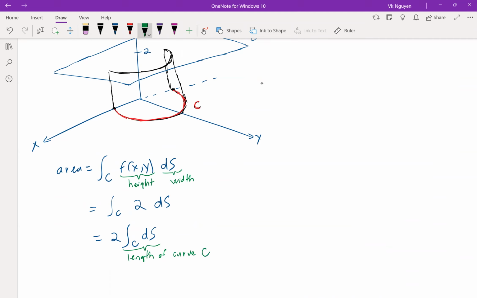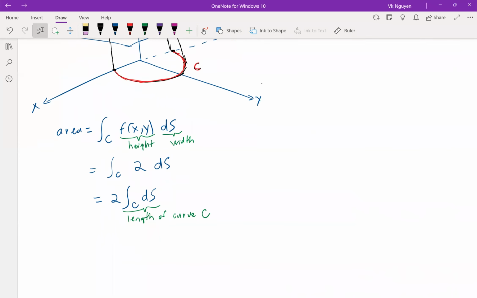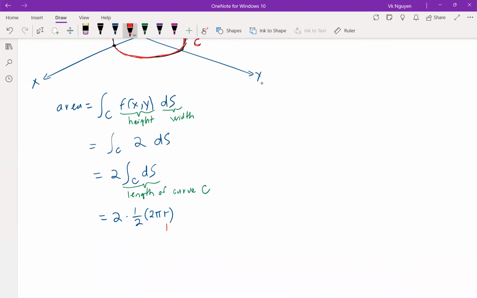Well, we know the length of the curve C is just half of the circle. So it's going to be half of 2 pi r. And we know r is 1 because it's the unit circle. So in the end, it's just going to be 2 pi.